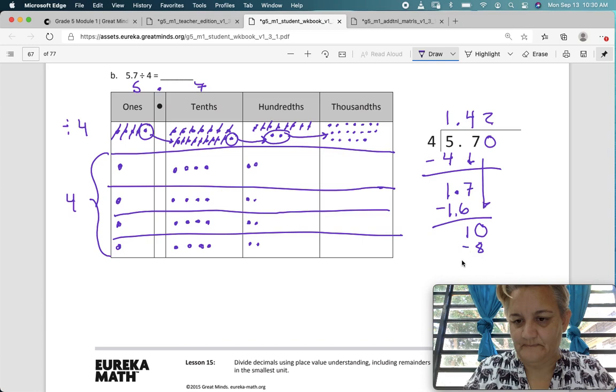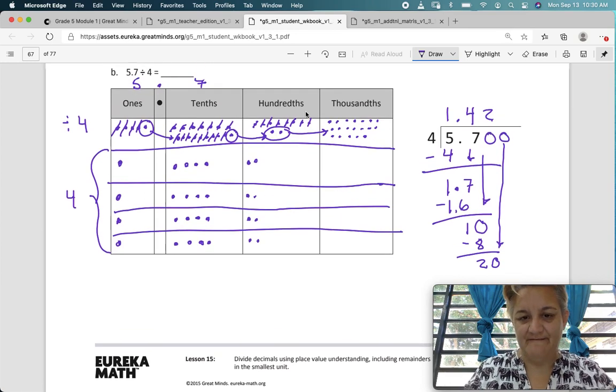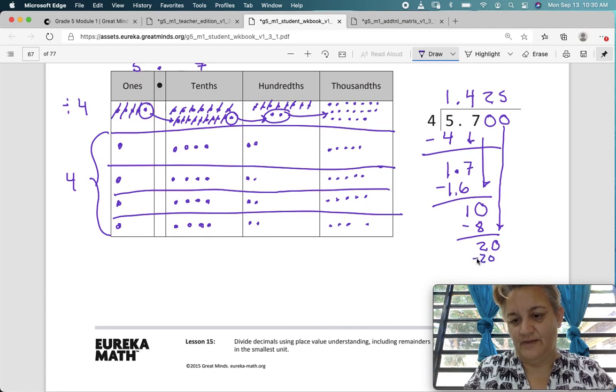Yes. Okay, so I added another 0. You can add as many zeros as you need. So 4 goes into 20 5 times. So 1, 2, 3, 4, 5, with no leftovers. And now I'm done.